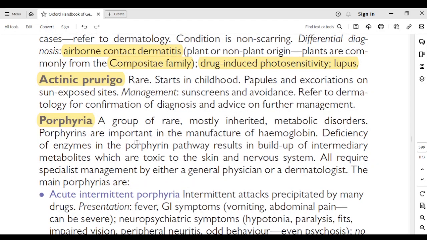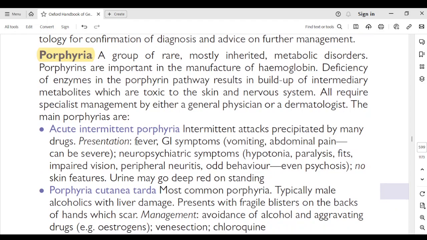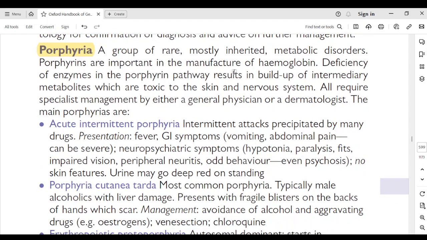Porphyrias are a group of rare, mostly inherited metabolic disorders. Porphyrins are important in the manufacture of hemoglobin. Deficiency of enzymes in the porphyrin pathway results in buildup of intermediary metabolites which are toxic to the skin and nervous system. All require specialist management by the general physician or a dermatologist.